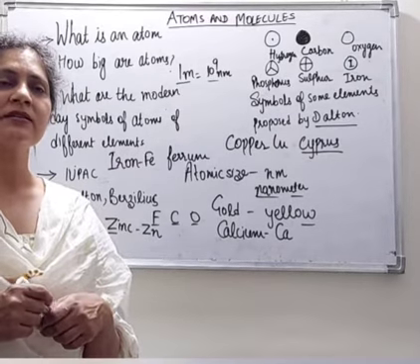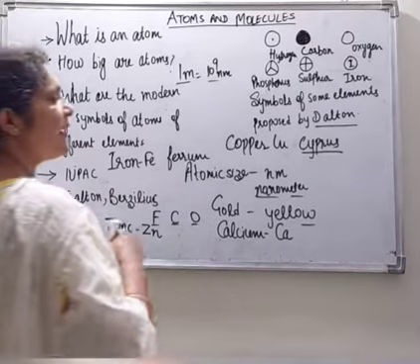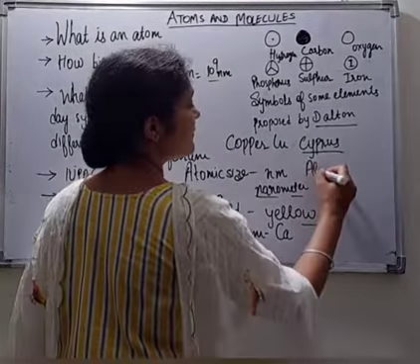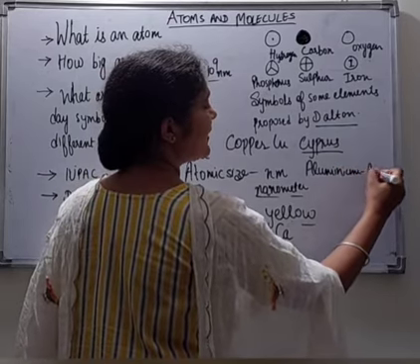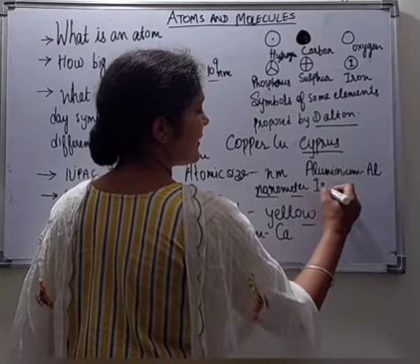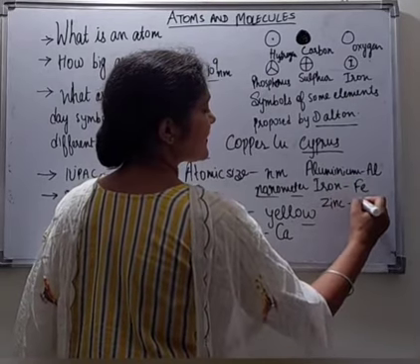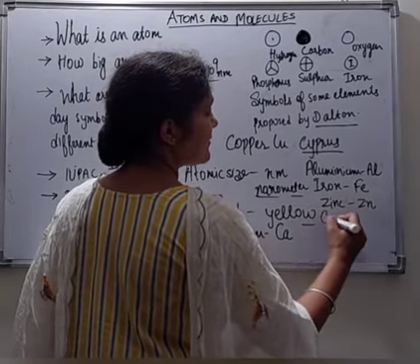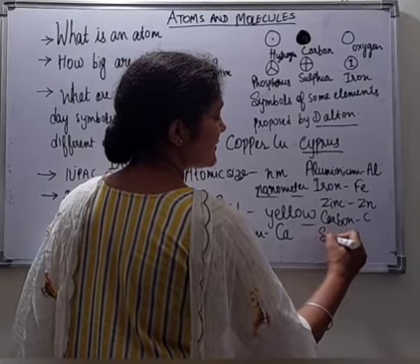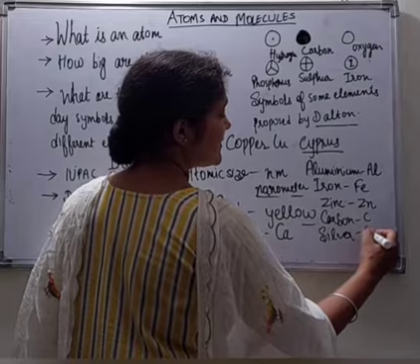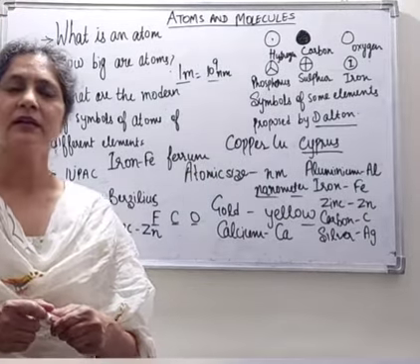In the next lecture, we will see the elements and their symbols. Like you will see, I am writing some elements and their symbols. Aluminium, it is Al. Iron, it is Fe. Zinc, it is Zn. Carbon, it is C. Silver, it is Ag. So likewise, there are many symbols of the elements.